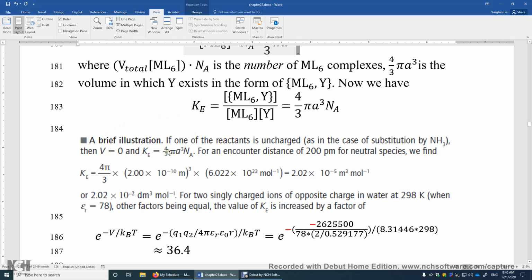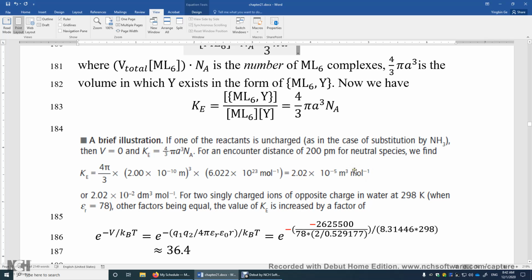And we have this K sub E to be 4/3 pi a cubed. So this is, again, the sphere surrounding 1 ML6. And this sphere may contain Y in the intermediate structure. And then multiply by the Avogadro constant. Now the value of a is given to you. The encounter distance is 200 picometers. This is also 2 angstroms, or 0.2 nanometers. So this is just a rough estimate of the length of the partial bond between the entering ligand Y and the transition metal. And then we plug in all the numbers, okay? 4 pi over 3 times the encounter distance a to the power of 3 times the Avogadro constant, and we get this K sub E over here.